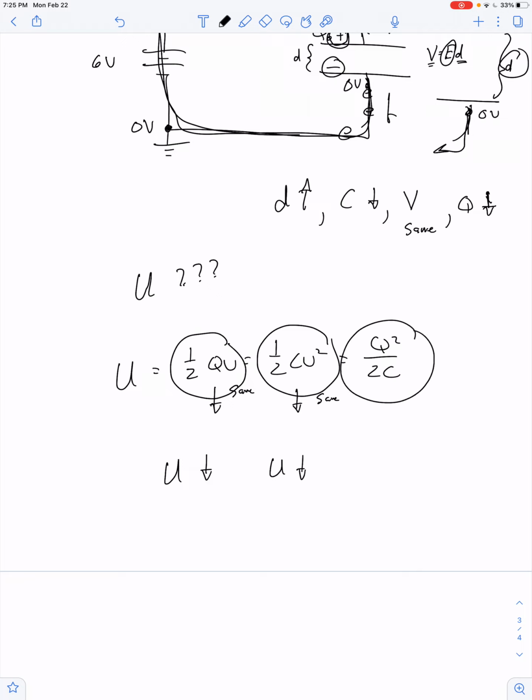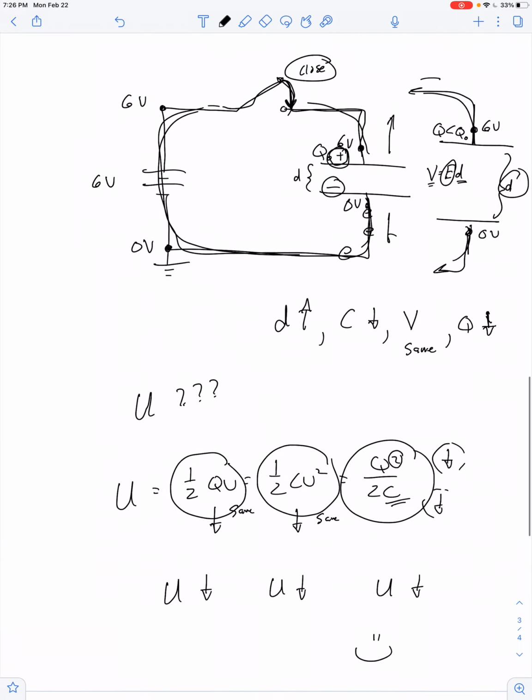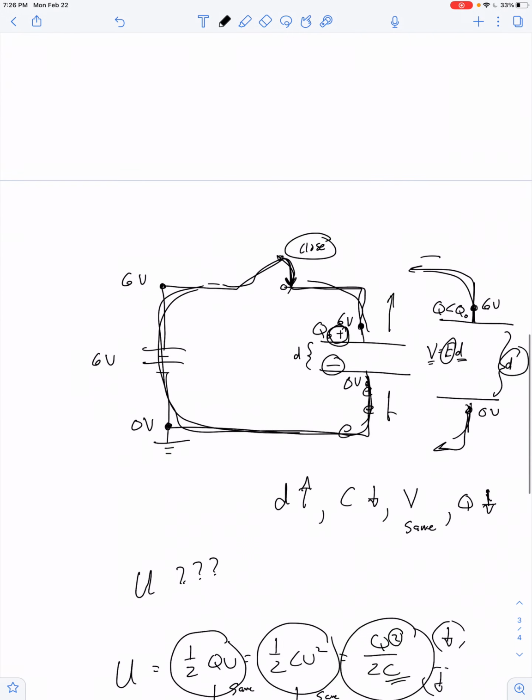Let's look at the last equation. The charge has decreased, the capacitance is in the denominator and it has decreased. So maybe we can't be too sure, except for the fact that charge is squared, so the fact that the numerator is decreasing more than the denominator is decreasing, again leads us to believe that the potential energy has gone down. Pretty neat, huh?